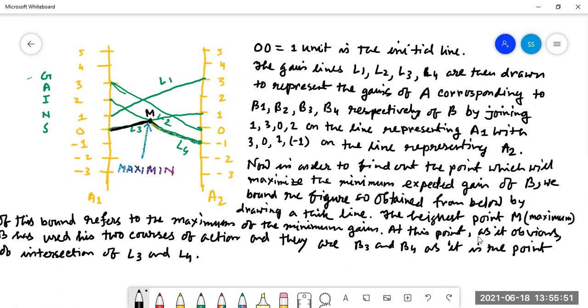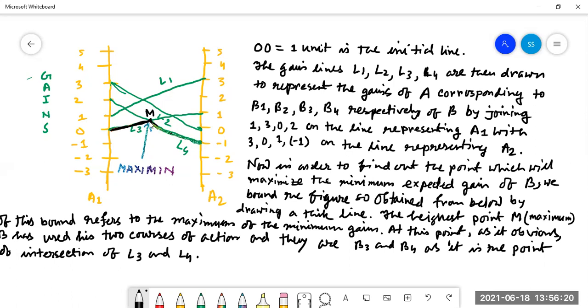At this point, as is obvious, B has used two courses of action, because this point is the cutting point of L3 and L4. So here only L3 and L4 are acting. L1 and L2 are not acting here because they remain indifferent. Because of that, this cutting point capital M is the intersecting point of L3 and L4.